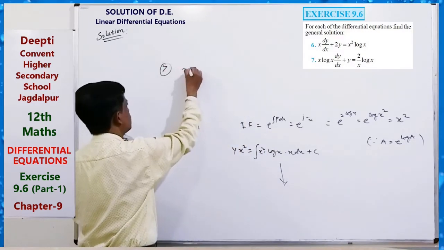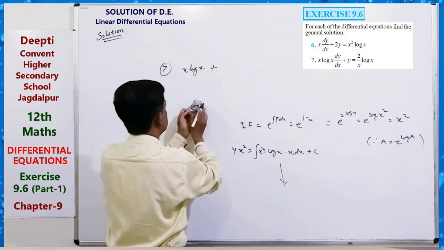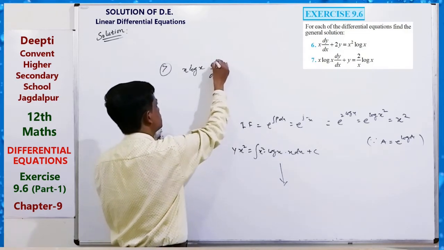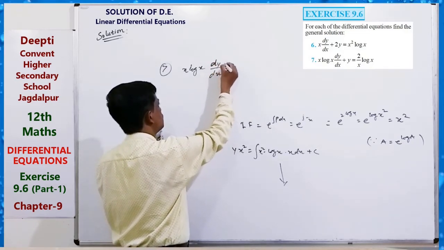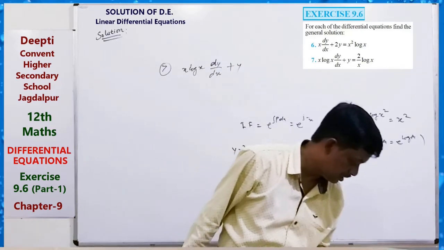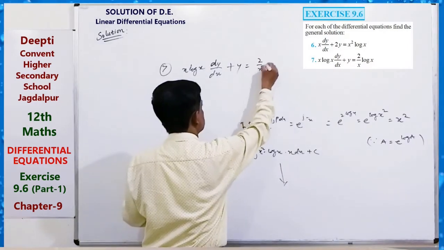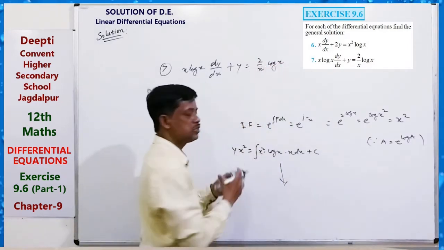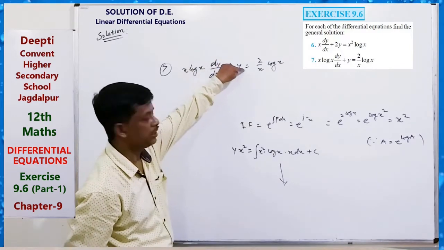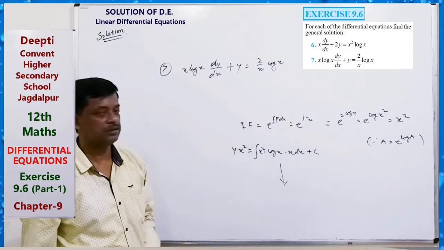7 x log x dy by dx plus y equals to 2x log x. Here also you see that y and the remaining terms are functions of x, so you can convert it into the standard form.